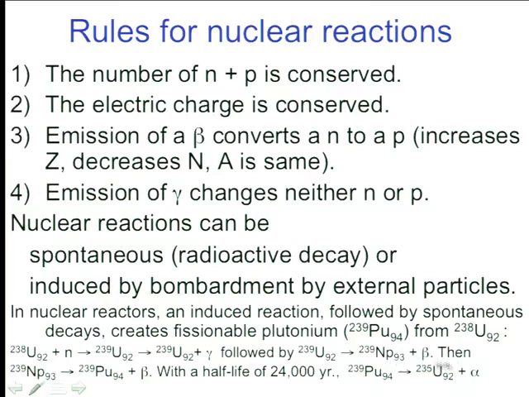Okay, so then the neptunium goes to plutonium by again emitting a beta particle. A neutron is changed to a proton, so you get one more proton, and this is now plutonium. And this plutonium is pretty stable, 24,000 years. And also it turns out that it's a fissionable material.